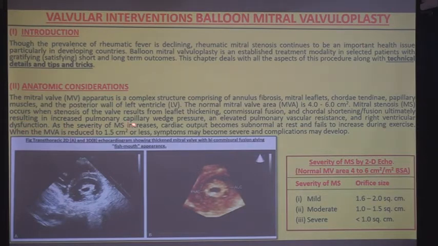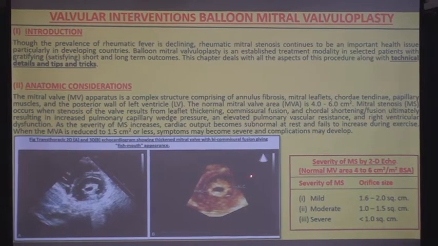As the severity of mitral stenosis increases, cardiac output becomes subnormal at rest and fails to increase during exercise. When the mitral valve area is reduced to 1.5 centimeters square or less, symptoms may become severe and complications may develop. You can see the figure in 2D and 3D.